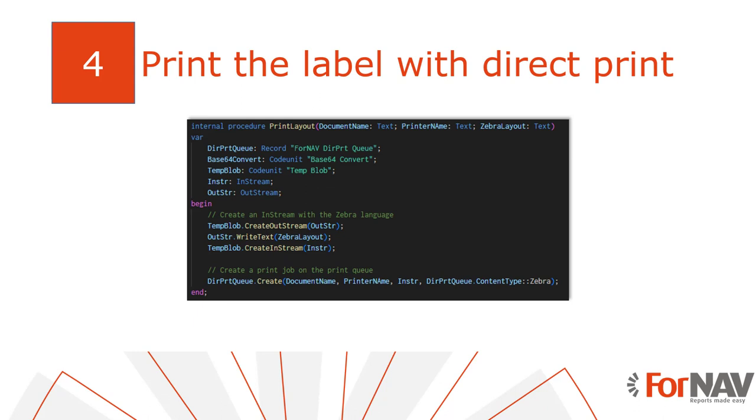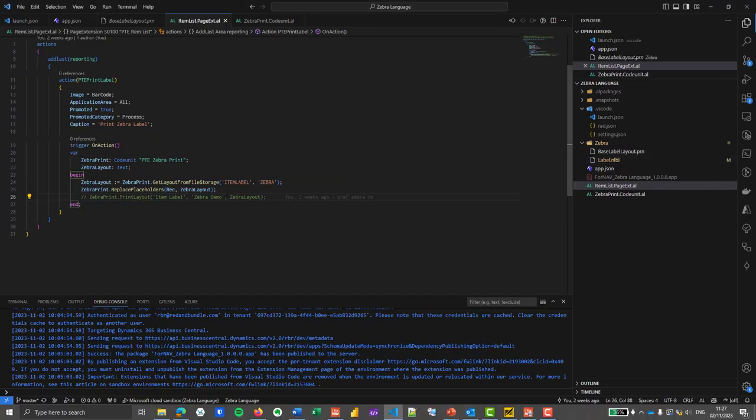Finally, we want to print the zebra label. To do so, we need to manually call the ForNAV Direct Print code unit in our AL extension. So let's go to our AL extension. In our AL extension, you will notice in the action, I've already got a call to zebra_print.printlayout. I will enable that. It's going to give an error message because, of course, it doesn't exist yet.